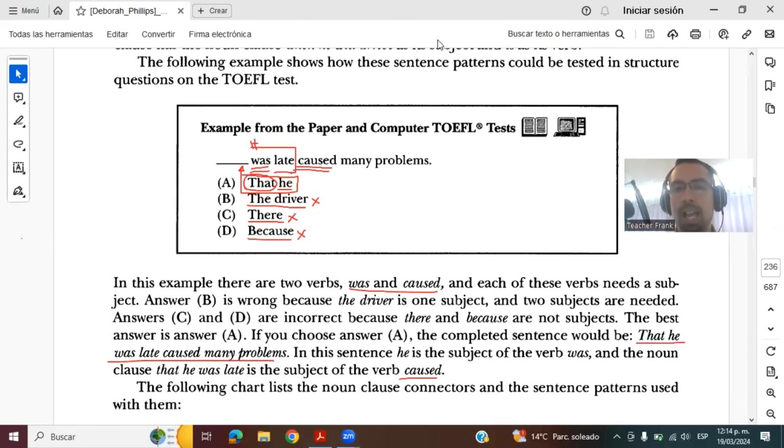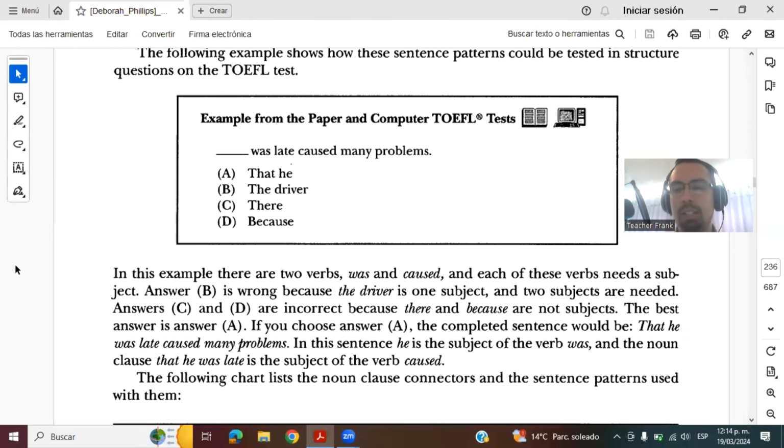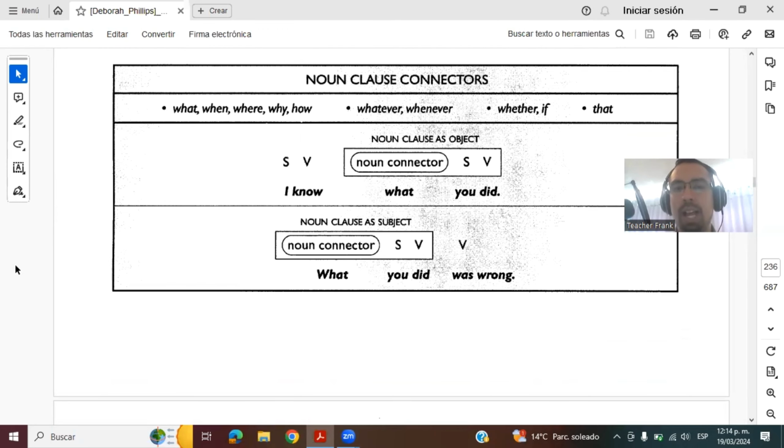Okay, let's look at the different types of connectors that we have here. Noun clause connectors. Here we go. We have what, when, where, why, how, whatever, whenever, whether, if, and that.